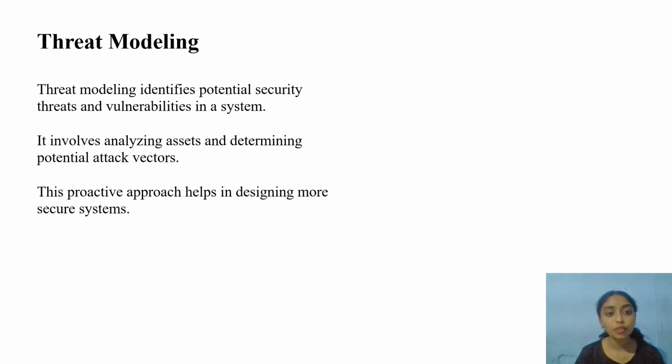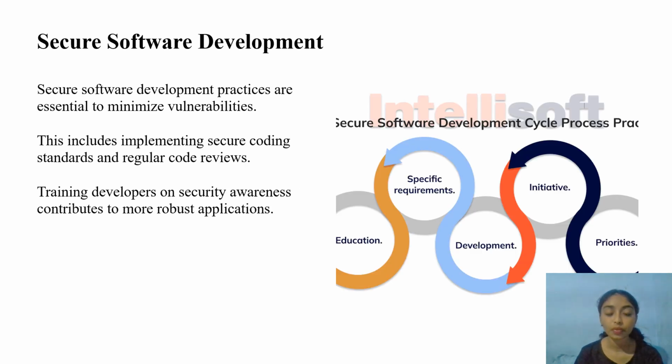Threat modeling. Threat modeling identifies the potential security threats and vulnerabilities in a system. It involves analyzing assets and determining the potential attack vectors. This proactive approach helps in designing more secure systems. Secure software development. Secure software development practices are essential to minimize vulnerabilities. This includes implementing secure coding standards and regular code reviews. Training developers on security awareness contributes to more robust applications.